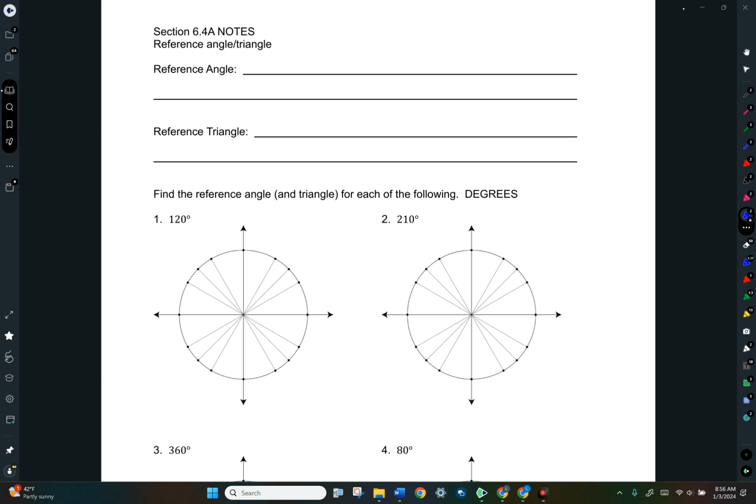Okay, so if you have a particular angle that you measure out, whether it's 100 degrees or 50 degrees or whatever, then there's also a reference angle that's always associated with that. So the reference angle is the angle between the terminal side. It's the angle between the terminal side and the closest x-axis.